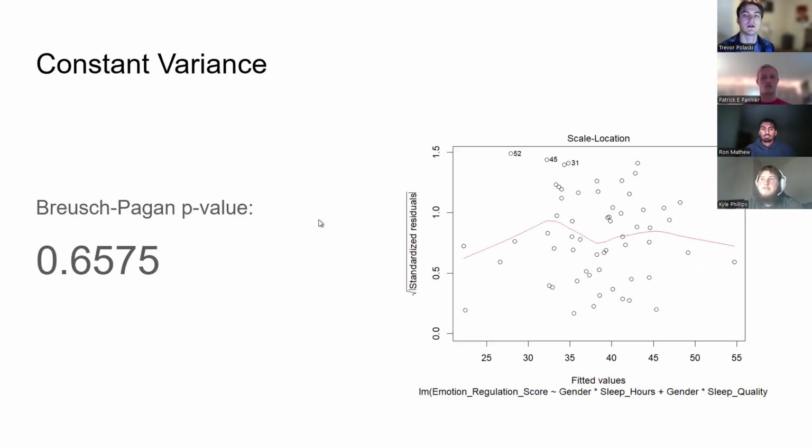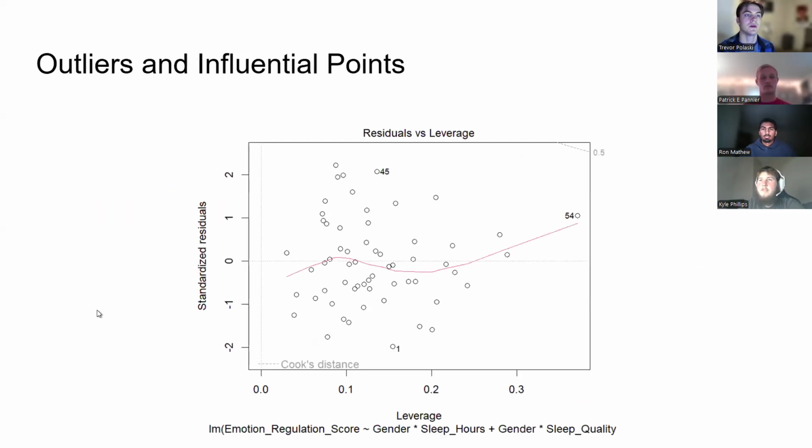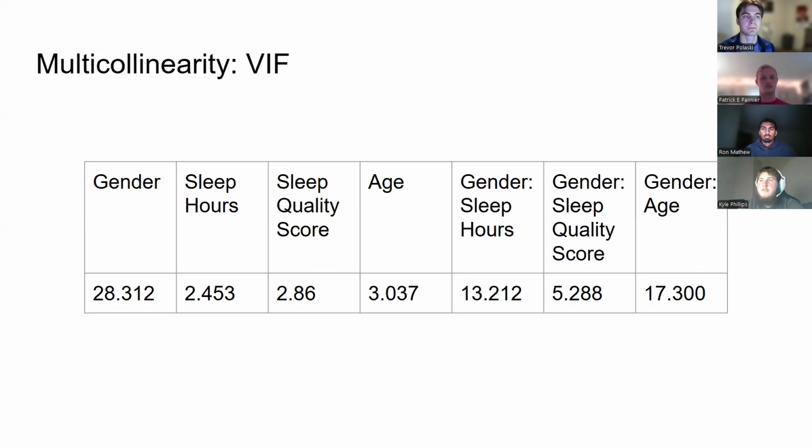We also looked at constant variance, and while it has these strange hills and valleys, it is roughly straight. And the Breusch-Pagan p-value of 0.6575 is high enough that we can say that it is insignificant, and we do have constant variance. We also measured outliers and influential points, and nothing exceeds the Cook's distance, so everything looks relatively non-influential, not high leverage values.